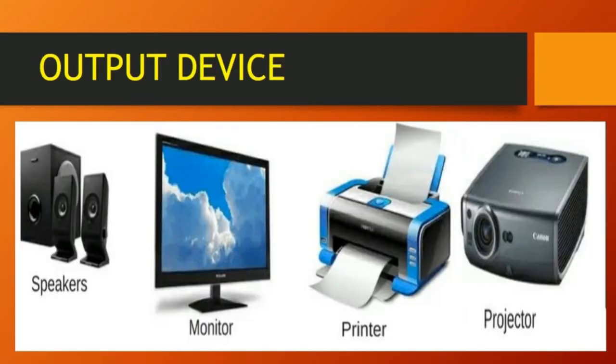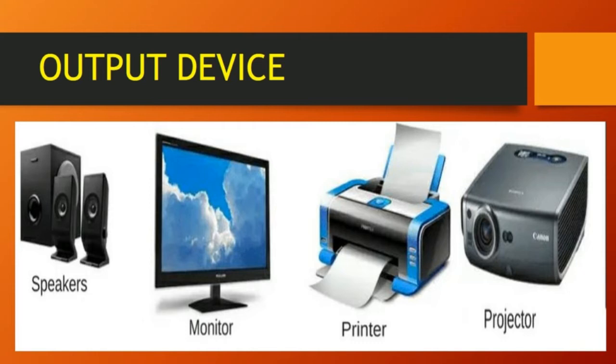Output device. Output devices are used to display the output. Some output devices are monitor, printer, speaker and projector. An output device is nothing but the result we get from the computer. The first one is the monitor. For example, if you are painting, whatever we paint, we can see on the monitor. That is the output we get from the monitor.